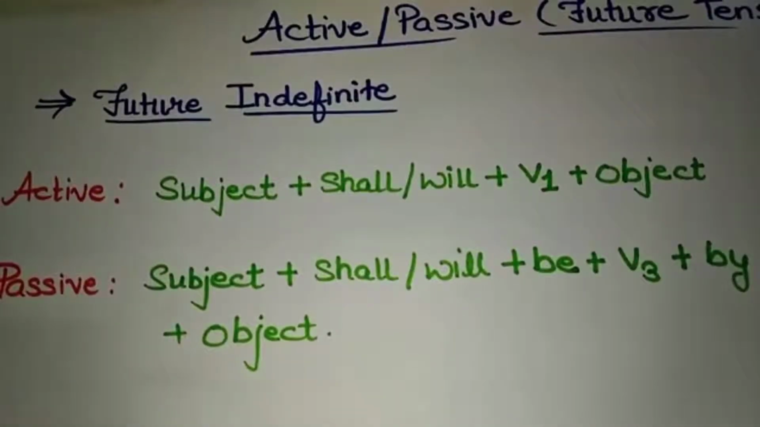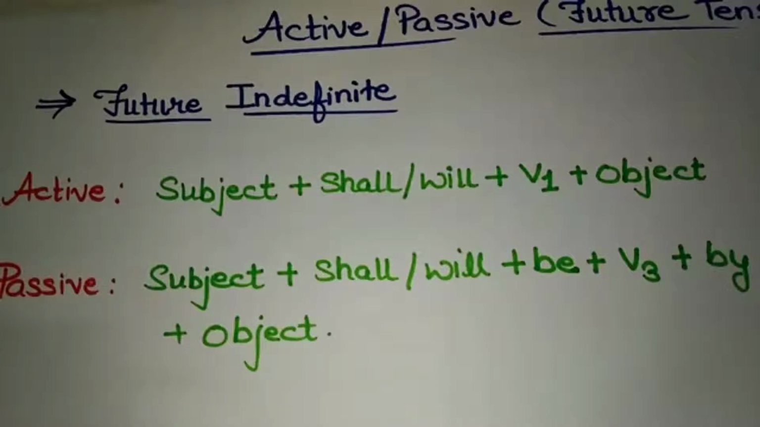So this class is a continued part of active and passive tense. In our last videos, I have covered present tense and past tense. And now we are going to see future tense and how we can convert future tense sentences into active and passive. So let's see. Here is the first form, that is future indefinite tense.